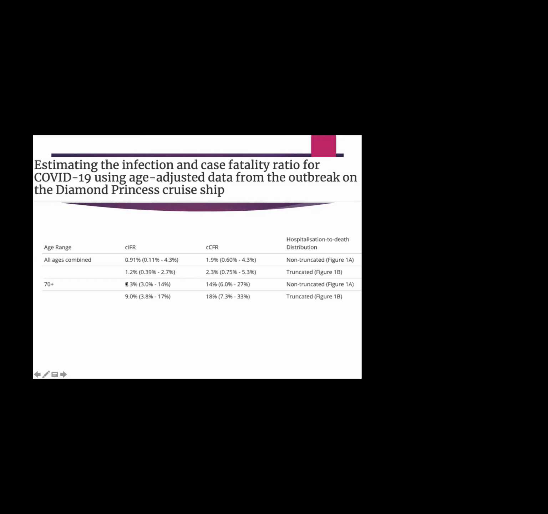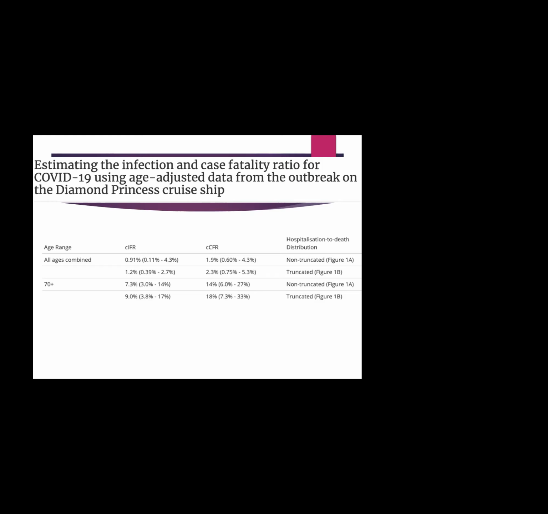If you break this down by age, for those 70 and above, the number goes up to 14% and 18%. This truncated and non-truncated, I can explain. It's a little bit technical, but essentially this is what it is. When you look at the figures every day and they tell you this is how many deaths we have and this is how many cases we have, how many infections we have, you can't simply divide the deaths by the cases to get the rate, the proportion of cases who die.